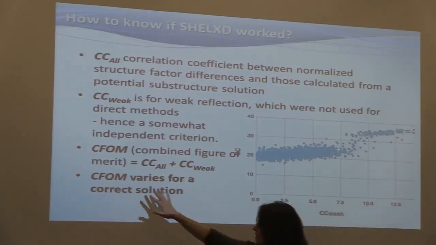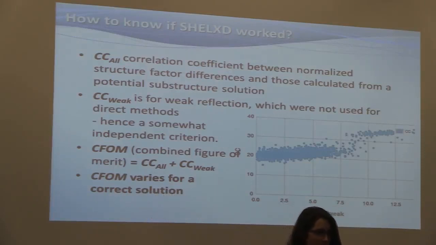But the CFOM value itself varies for different data sets and different experiments. So you need to build up some feeling for it while you are trying to solve the substructure. And clearly, this is not ideal. We would like a better indicator for whether a substructure is correct or not. Only we don't have one. So if anyone here can come up with a better indicator, that would be more than welcome.